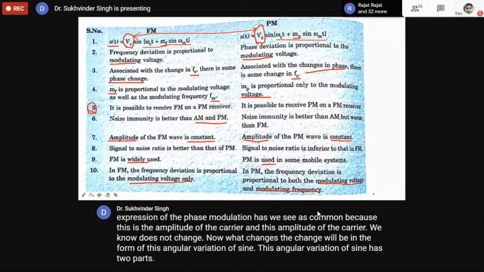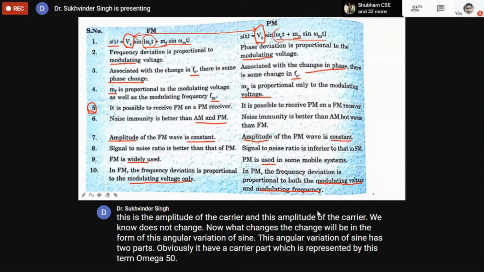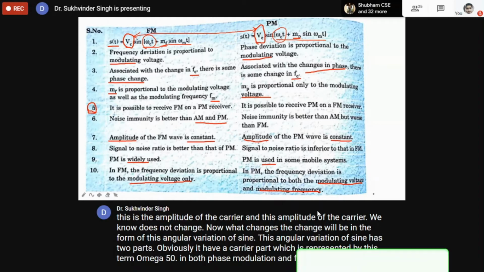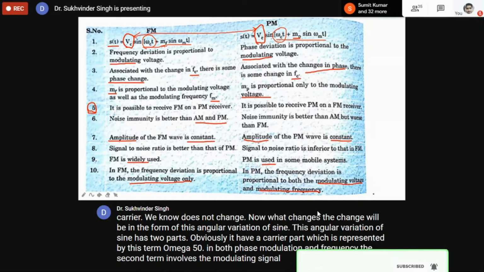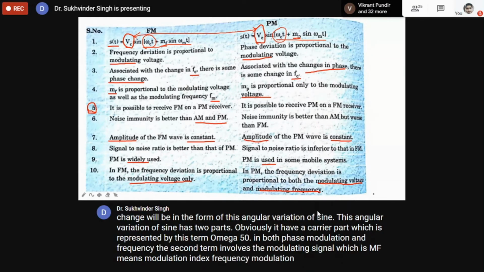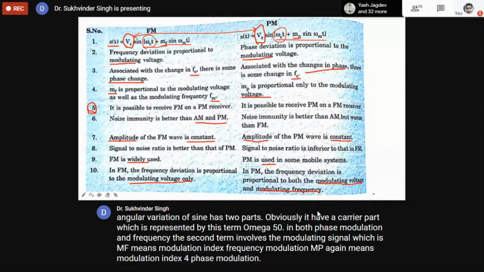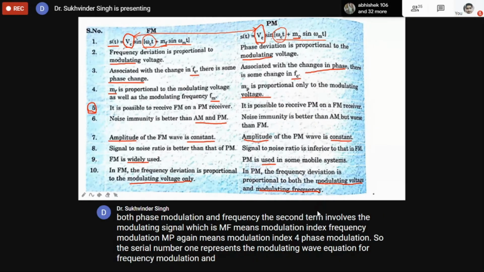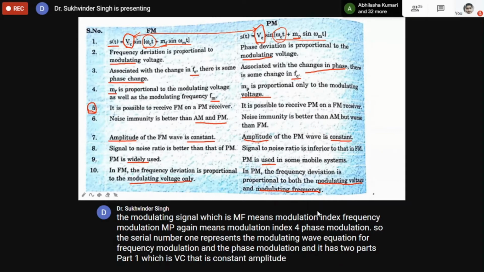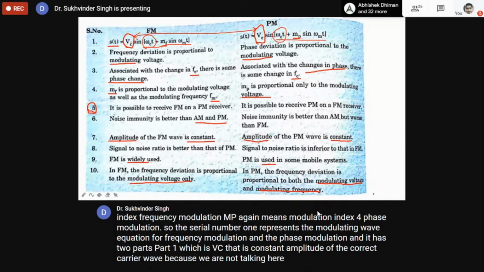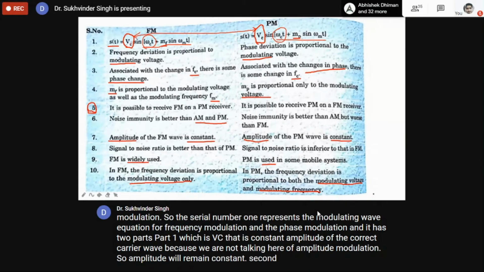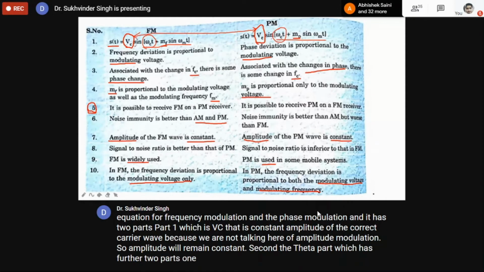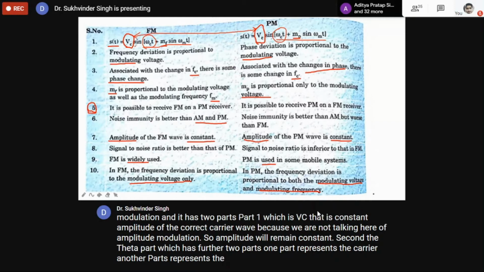This angular variation of sine has two parts. Obviously, it has a carrier part which is represented by this term omega_c t in both phase modulation and frequency modulation. The second term involves the modulating signal, which is m_f, meaning modulation index for frequency modulation. m_p again means modulation index for phase modulation. So serial number 1 represents the modulating wave equation for frequency modulation and phase modulation, and it has two parts. Part 1, which is V_c, that is constant amplitude of the carrier wave, because we are not talking here of amplitude modulation, so amplitude will remain constant. Second, the theta part, which has further two parts. One part represents the carrier, another part represents the superposed modulating signal.